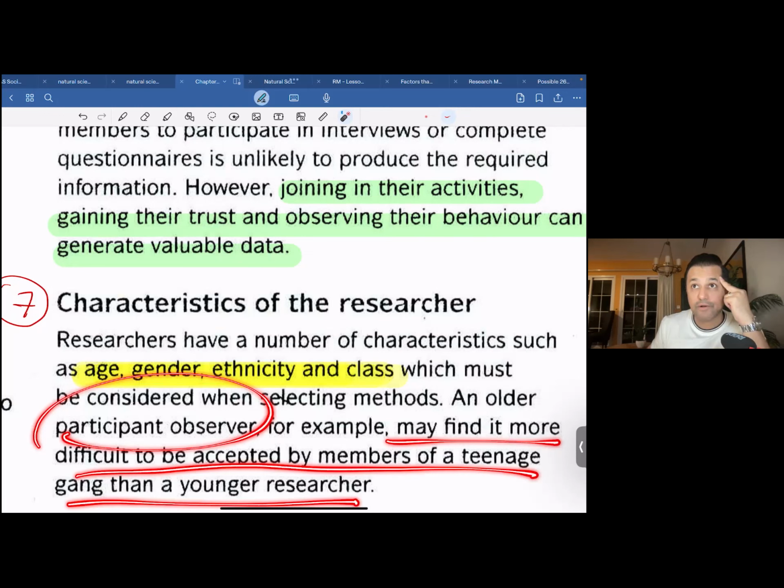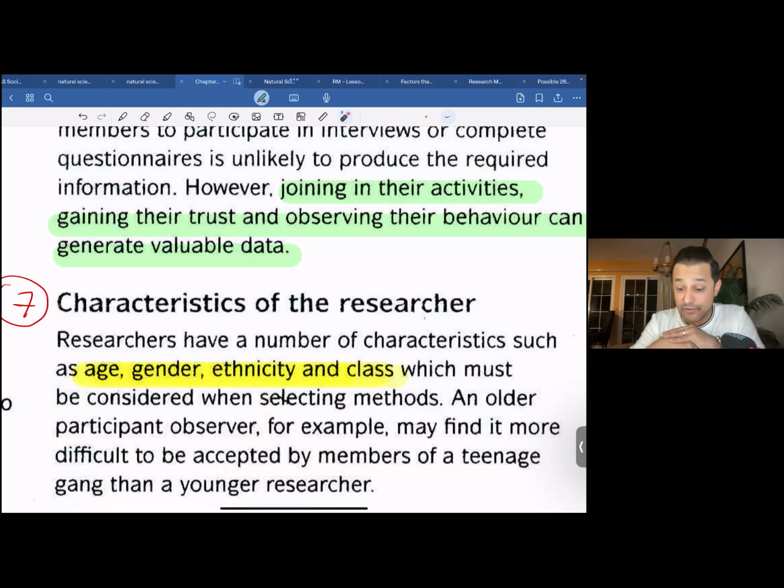If I want to conduct research on A-level sociology students through participant observation, I am not a teenager and I'd be the odd one out there. So if I want to conduct research on A-level sociology students, I might as well get hold of someone who is younger, who could fit in well, so that the data that is gathered is more valid and more accurate.